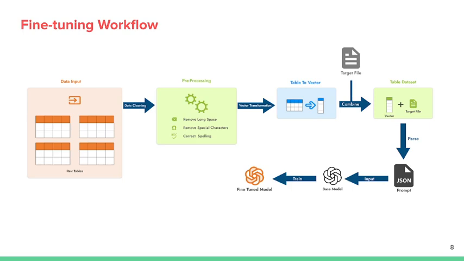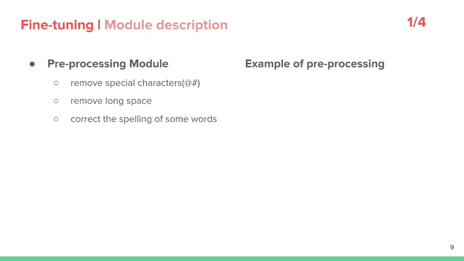After that, we transform each row of the table into a set of question-answer pairs, which we then pass to the base model in order to obtain a fine-tuned model according to the task to be performed. This process involves four different modules, namely.